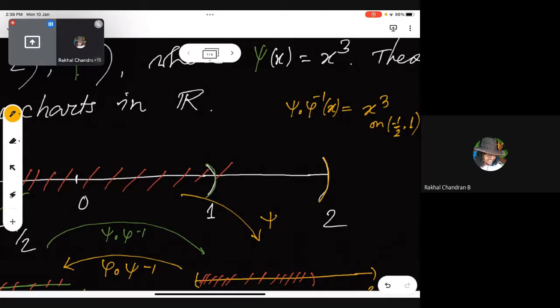Oh no, so there is a problem here. I'm sorry. This is fine. The other way is a problem. Okay, now this is infinitely smooth. And this is C infinity. Now phi compose psi inverse x, what is it? So what is psi inverse? X power 1/3, right? Is it clear to everybody? X power 1/3.